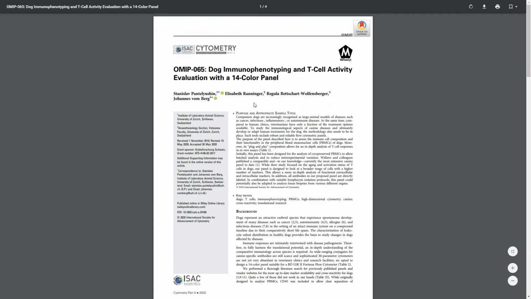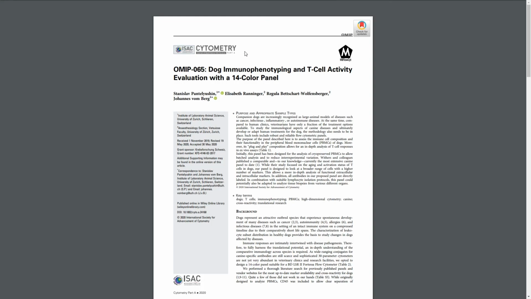So once again, I highly recommend the paper. This is Pantelyushin et al., and you can find it on Cytometry A.